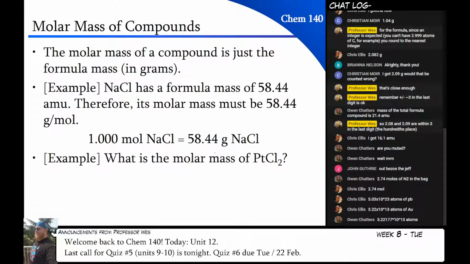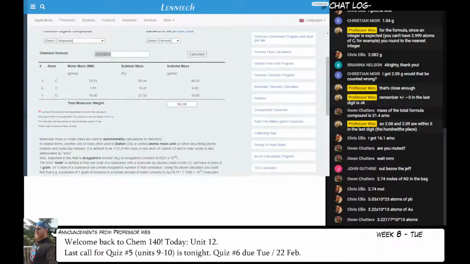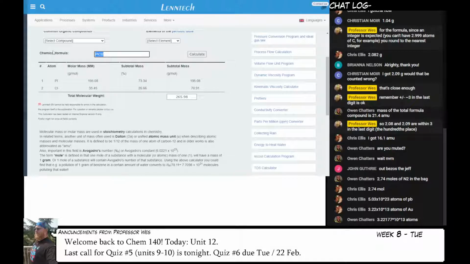And then same thing for compounds. For any compound, you could type this in. We're just speeding through this because it's trivial, basically. So if I wanted the molar mass of PtCl2, for example, we could go right over here to Lenntech, which is still captured, and just type it in. So there you go. One mole of platinum chloride would weigh 265.98 grams per mole. Those units are given on this page right here, so that's where this is coming from. This is the number of grams per one mole of that substance.